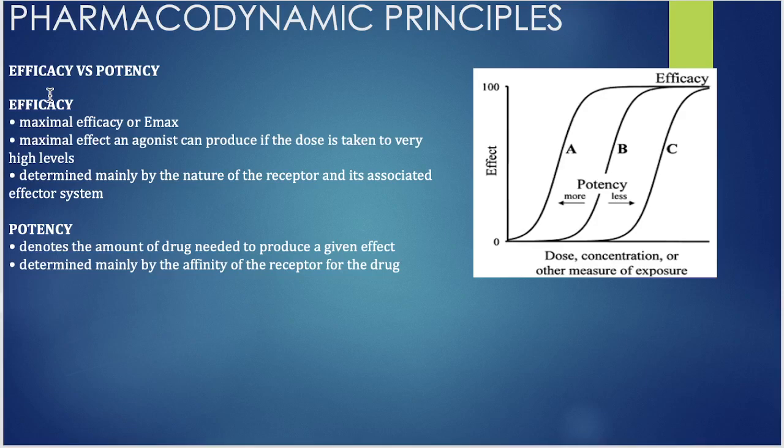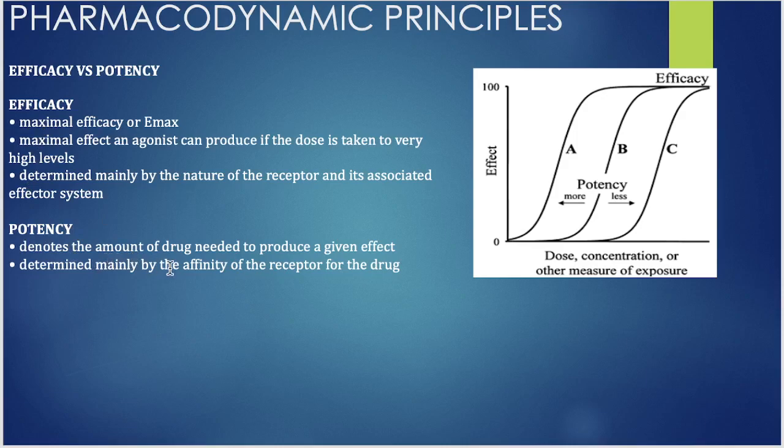Now, let's define your efficacy versus your potency. When I say efficacy, maximal efficacy or Emax, it is the maximal effect an agonist can produce if the dose is taken to a very high level. Again, it is determined mainly by the nature of the receptor and its associated effector system. When I say potency, it denotes the amount of drug needed to produce a given effect, determined mainly by the affinity of the receptor for the drug. So again, when we say efficacy, meaning the maximal effect that the drug can produce. Maximum. Take note. Think of the effect. Gaano kadami ang kanyang effect na marireach niya.